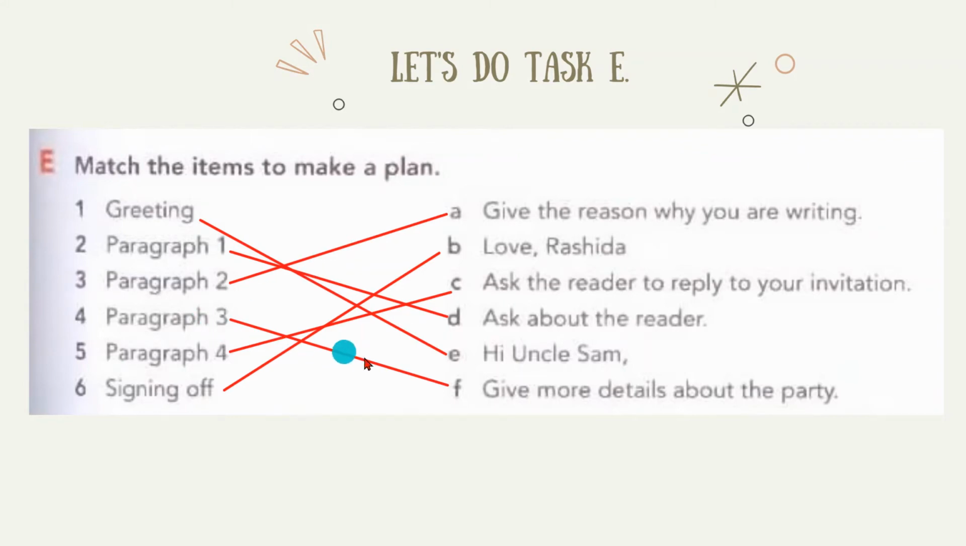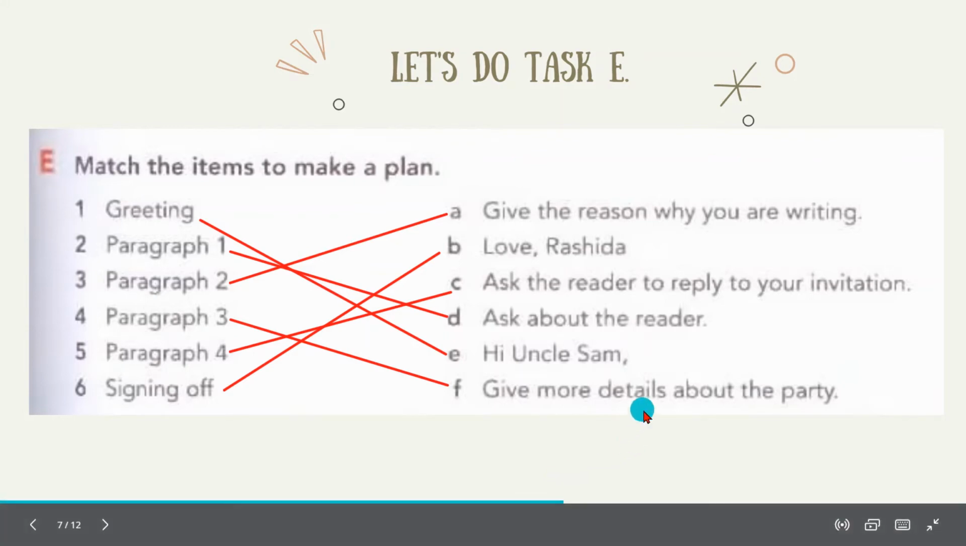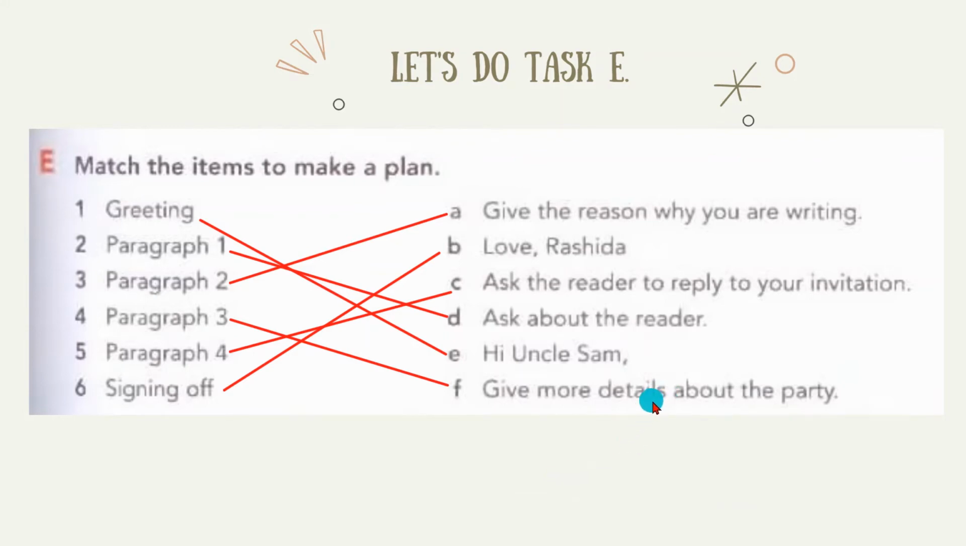Paragraph 3, you give more details about the party. When we say details, it means what your reader needs to know in order to attend the party. Of course, the day, date, time, and the place that the party is going to happen. And then paragraph 4, you ask the reader to reply to your invitation.